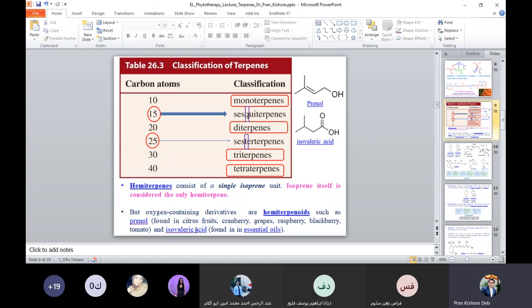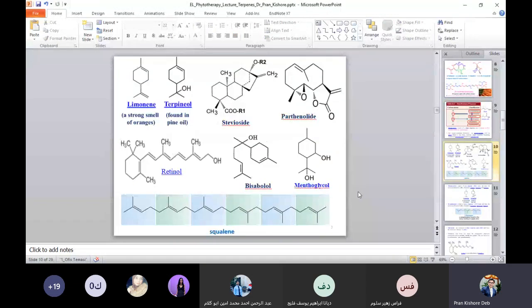Isovaleric acid is found in essential oils, whereas prenol is found in various citrus fruits like cranberry, grapes, raspberry, blackberry, and tomato. Now we go to the exercise. Now let's have fun. Let me see who can identify which one is which.